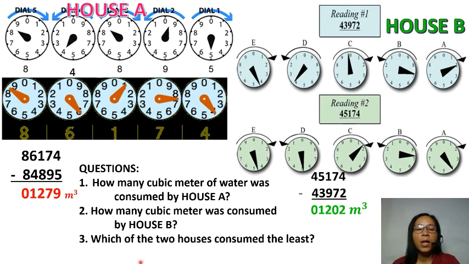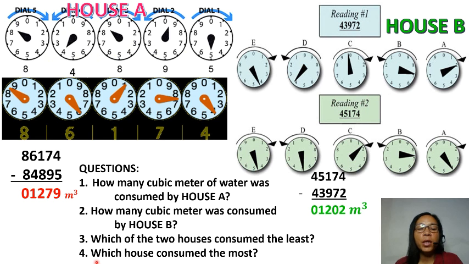Question number 3. Which of the two houses consume the least? Ano ulit yung least? Maliit. Mas maliit, di ba? So, anong gagawin mo ngayon? You are going to compare the consumption of water of the two houses. So, for house A, 1,279. For house B, 1,202. Which do you think is the least? Of course, house B has the least consumption of water kasi 1,202. Samantala ito, 1,279. Okay? Take note of that.